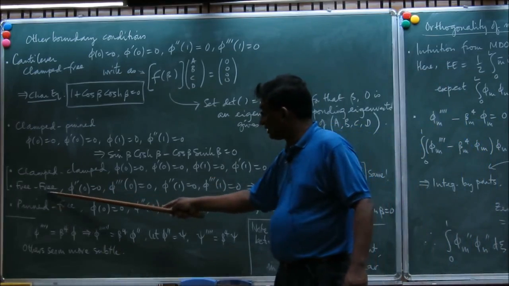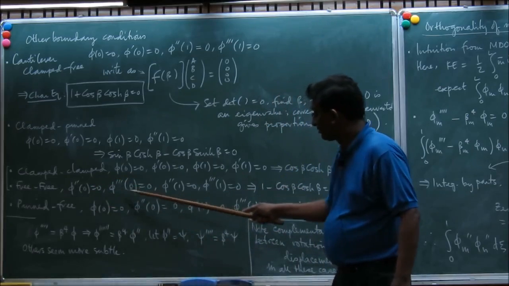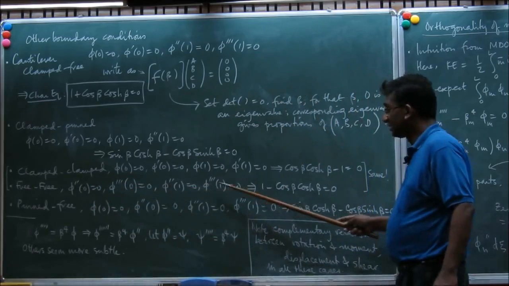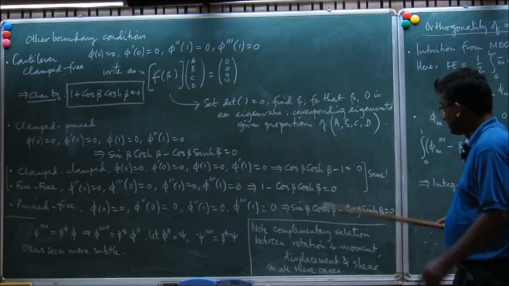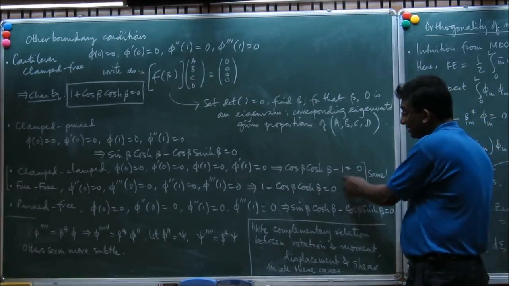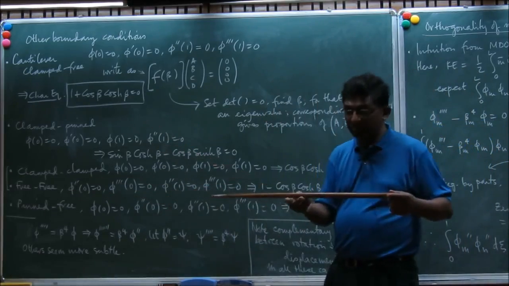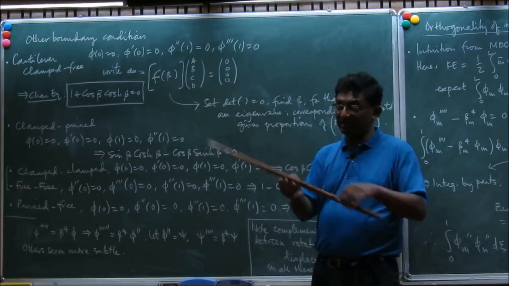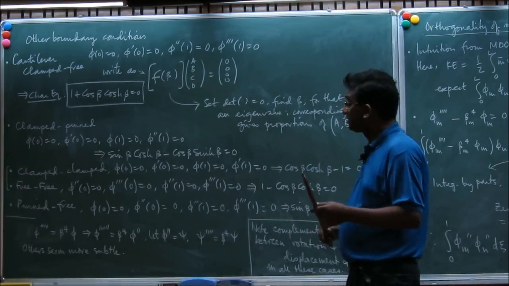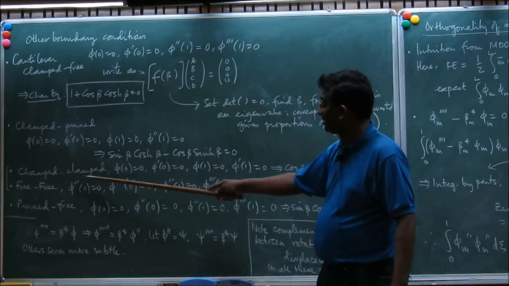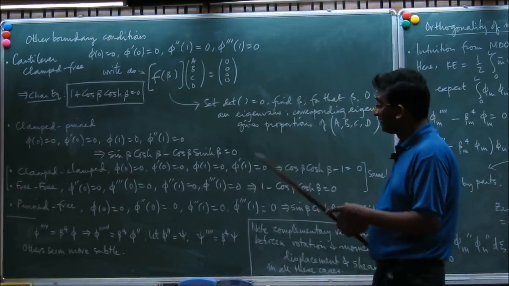Here is free. 0 moment, 0 shear at the left end, 0 moment, 0 shear at the right end, and we get 1 minus cos beta is equal to 0. You will notice that these two are the same. This is very interesting. The free case has two rigid body modes, one like this and one like this, but then the first non-zero frequency you find is the first frequency of the clamped beam. I will comment on this a bit later.